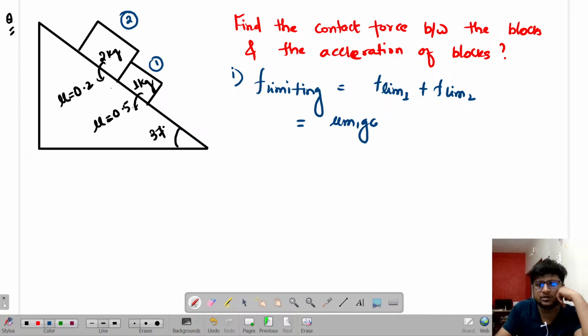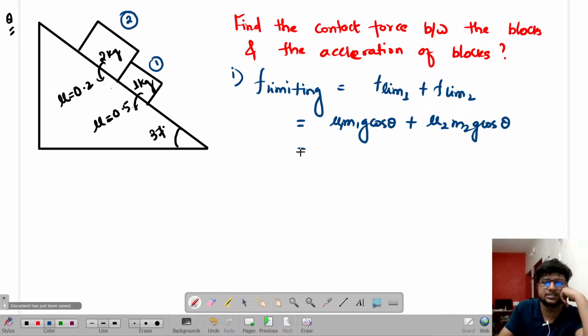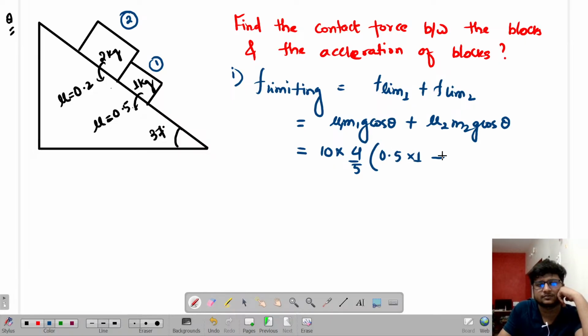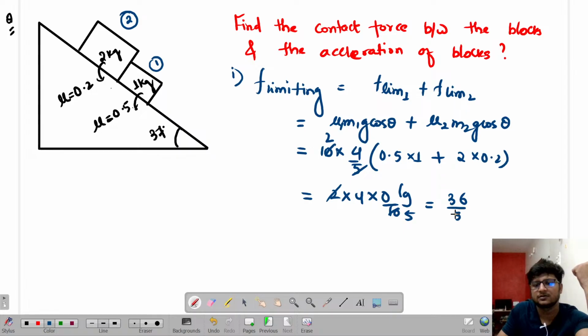F limiting of first block will be how much? Mu1 m1 g cos theta plus mu2 m2 g cos theta, since mu is different. G cos theta is the same. So 10 into cos 37, how much is that? 4 by 5. And mu1 is 0.5, mass is 1 kg. Second one is 2 kg and mu is 0.2. So this is basically 0.5 plus 0.4, which is 0.9. 5 2s are 10, so this is 2 into 4 into 0.9. Hey, please mute your mic. So basically this is 36 by 5 Newton.